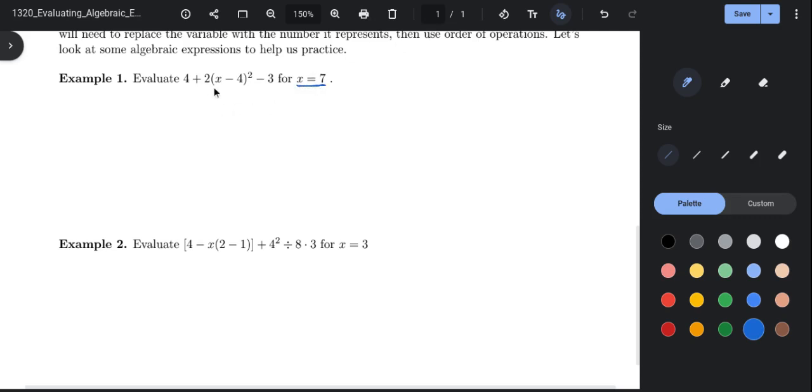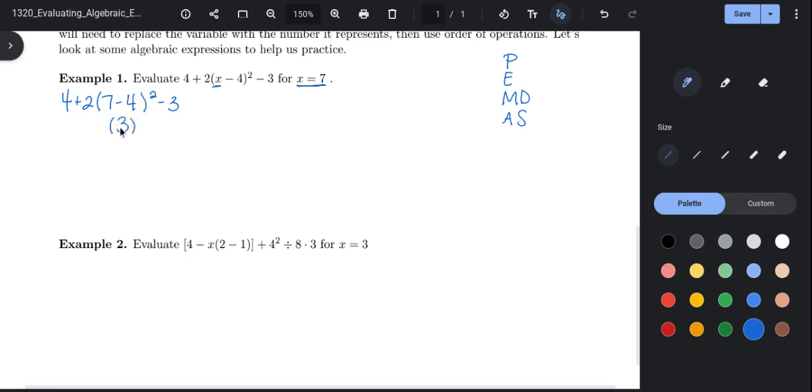So the first thing that I'm going to do is plug in this value 7 for x. So we're going to have 4 plus 2 times the quantity, instead of x, we now have a 7 because that's the value, minus 4 squared minus 3. So let's write our order of operations over here. We have parentheses, exponents, multiplication and division, and addition and subtraction. First thing I'm looking for is parentheses, which we do have. So I'm going to do 7 minus 4, and we get 3.